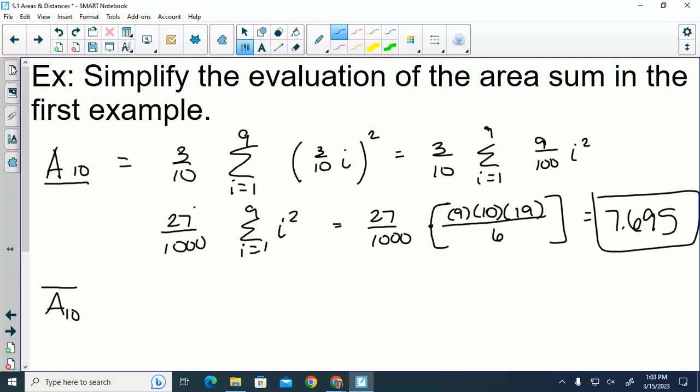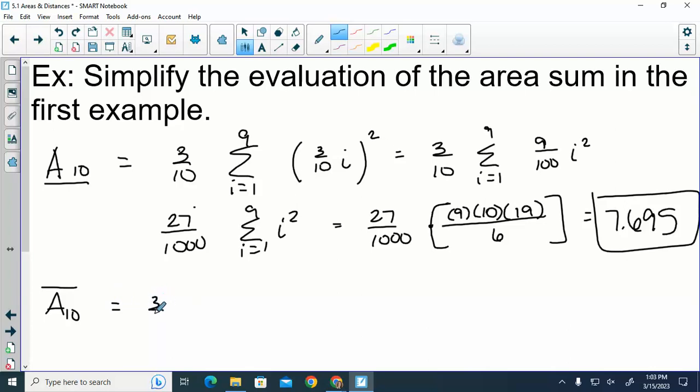Oh, because we did one with 5 rectangles. Alright, did you guys get 7.695? Is that what we got yesterday for our under approximation with 10 rectangles? It is. So, was this faster? Maybe, maybe not, but if I wanted to do 50 rectangles, would this be faster? Absolutely.